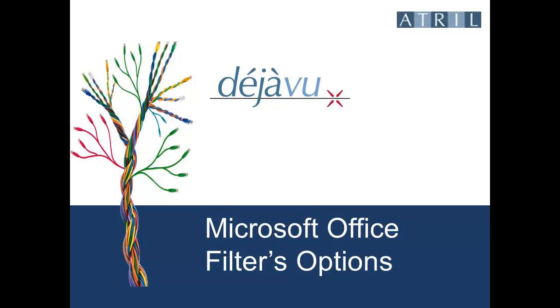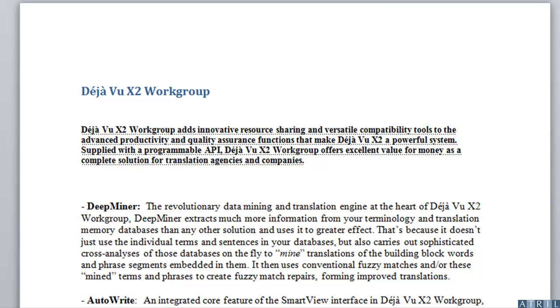Microsoft Office filter options. Here is a Word document I would like to translate. When I import it in Déjà, it looks like this.